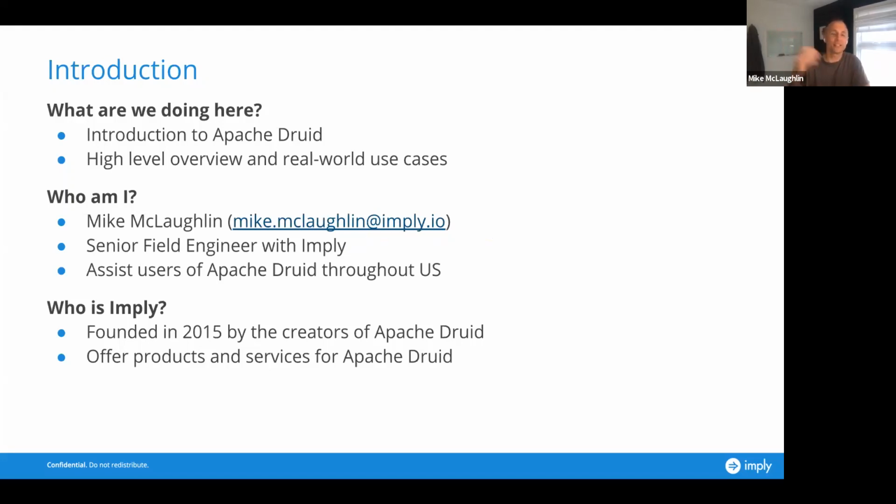So what are we doing here? We're going to do a quick introduction to Apache Druid. I'm going to start with a high-level overview. I've got a bunch of real-world use cases that we're going to go through so you can see where it fits. I'm also going to talk through the architecture so you can see at a high level how it works and why it gets the speedups that it does. We're going to focus primarily on where to use it and how to use it, and where it fits in the data landscape.